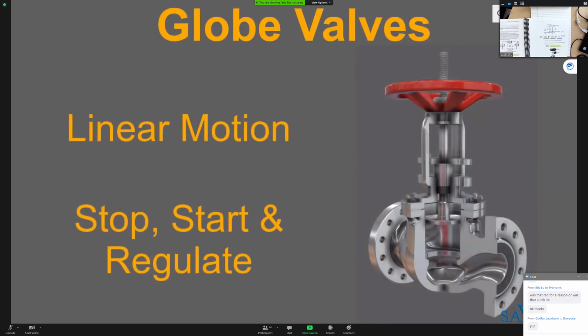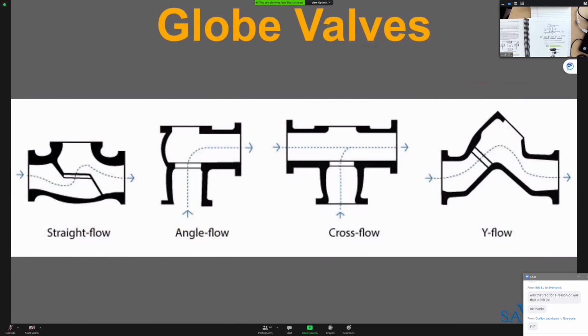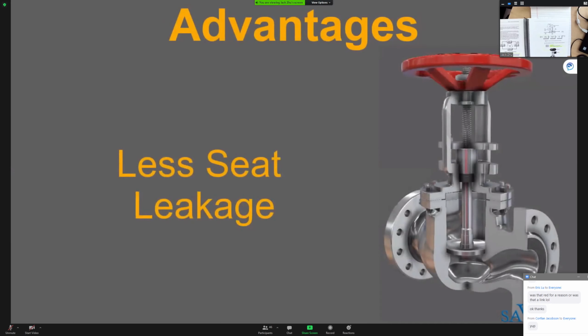A globe valve is a linear motion valve used to stop, start and regulate fluid flow. There are four main globe valve designs: straight flow, angle flow, cross flow and Y flow. Compared to a gate valve, a globe valve generally yields much less seat leakage. This is because the disc to seat ring contact is more at right angles, which permits the force of closing to tightly seat the disc.